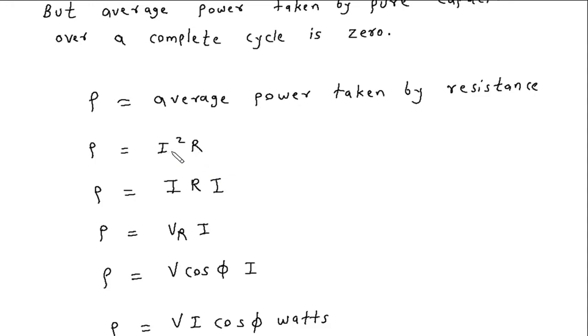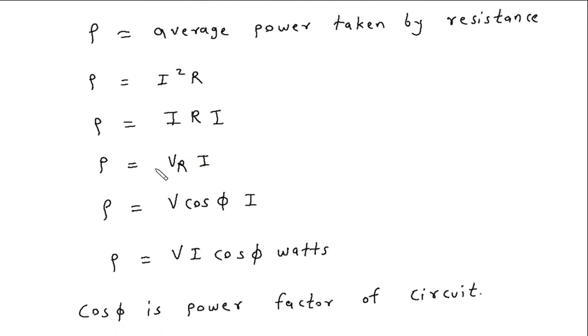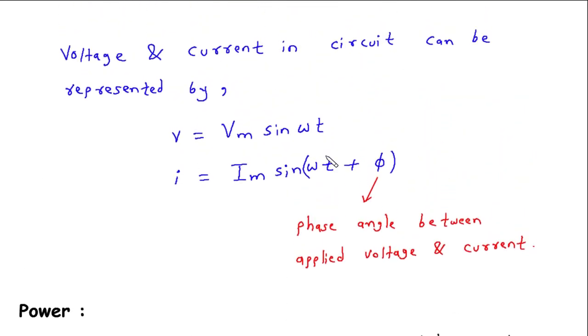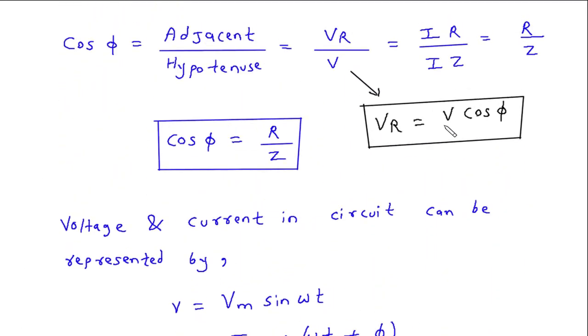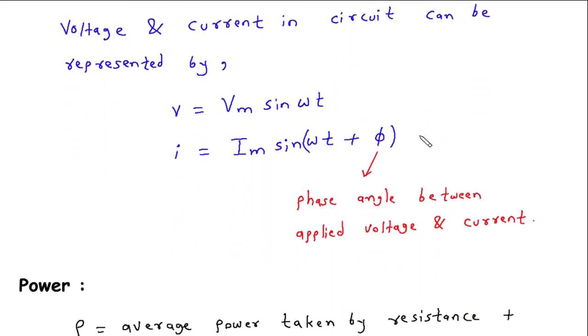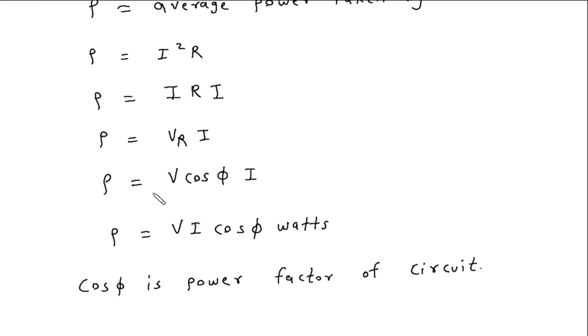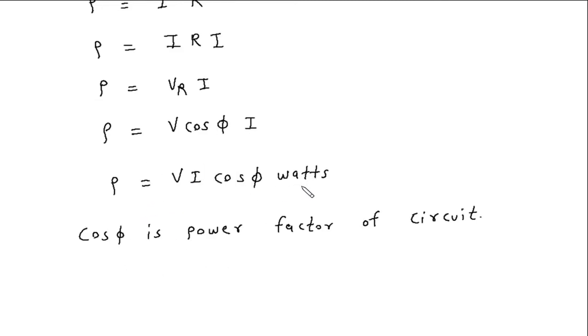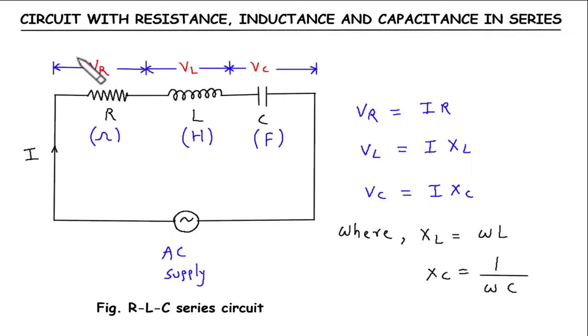Now if we separate this, P is equal to IR into I. So P is equal to VR. We can replace this IR by VR, VR into I. Now this VR can be replaced by V into cos phi. So V into cos phi into I. So power is equal to VI cos phi watts. The unit of power is watt. Cos phi is the power factor of the circuit.